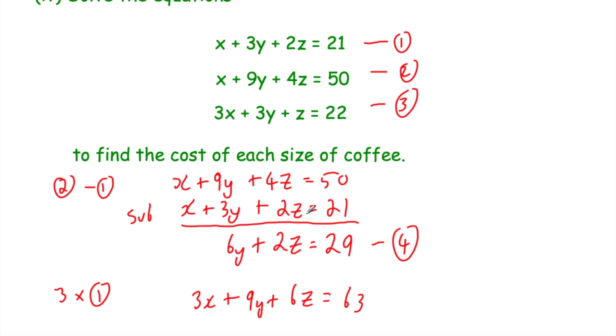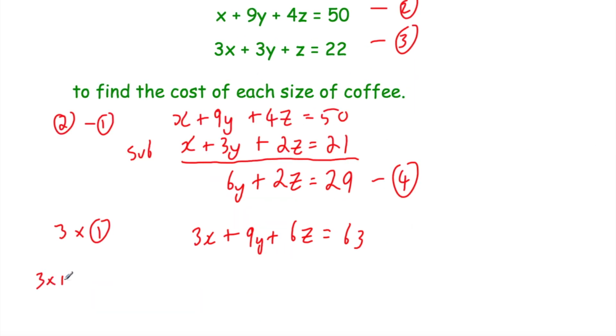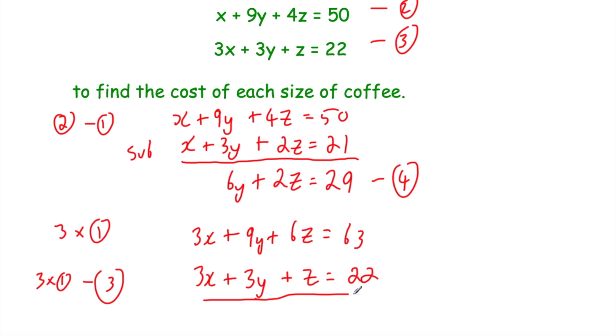We've got an equation here with 3x in it, and equation 3 has got 3x in it. Now I'm thinking we should do this equation take away equation 3. So I'm going to do that 3 times equation 1. Some people call that equation 5. I'm just going to say 3 times equation 1, subtract equation 3. So here's 3 times equation 1. I'm going to write equation 3 beneath it. So 3x plus 3y plus z equals 22. And now I'm going to subtract to eliminate those x's.